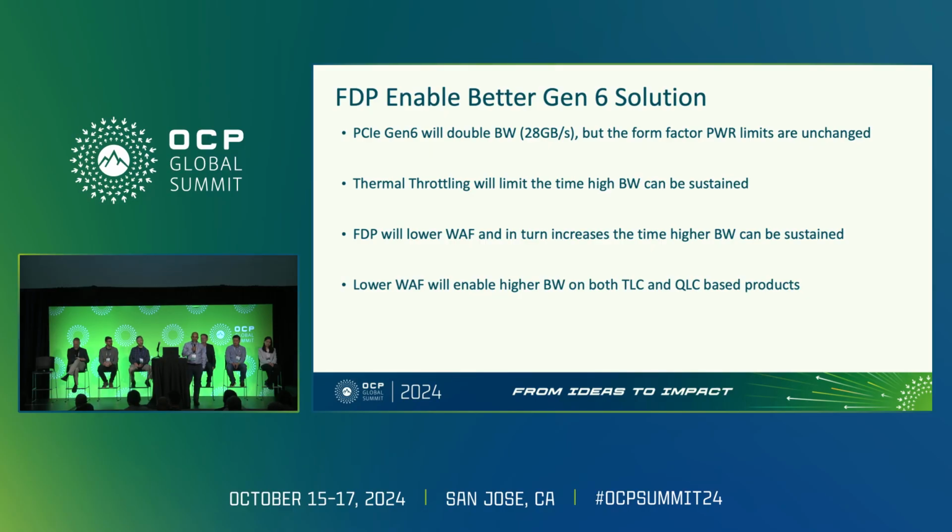So you might actually start the product with maximum performance, but very soon the thermal throttling will kick in and the performance would be much lower. To improve the sustained power for longer, what you can do is implement FDP. FDP will basically increase the garbage collection in the backend. It will reduce the WAF. And in turn, you will have that higher bandwidth for longer, right?